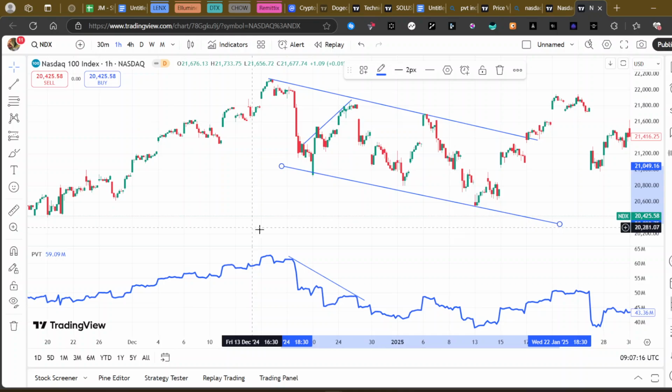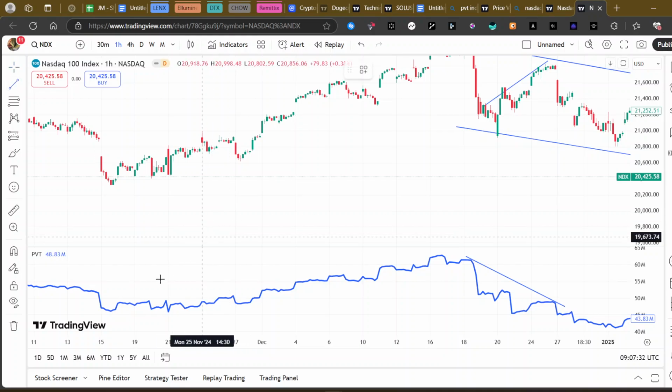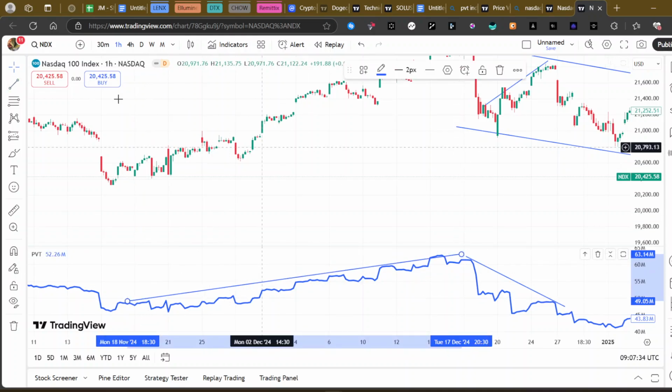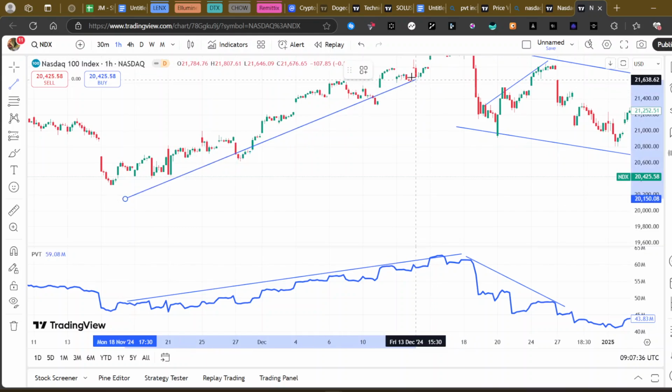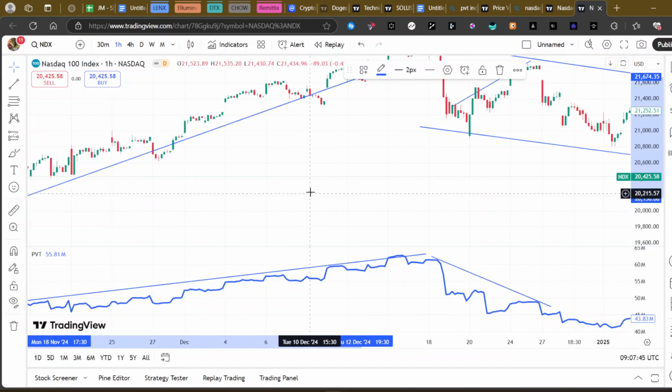PVT is also useful for confirming breakouts. If price is breaking through a key level, but PVT is not increasing, the breakout might be weak. But if the PVT is climbing strongly along with price, it confirms that volume is supporting the move, giving us extra confidence in the breakout.